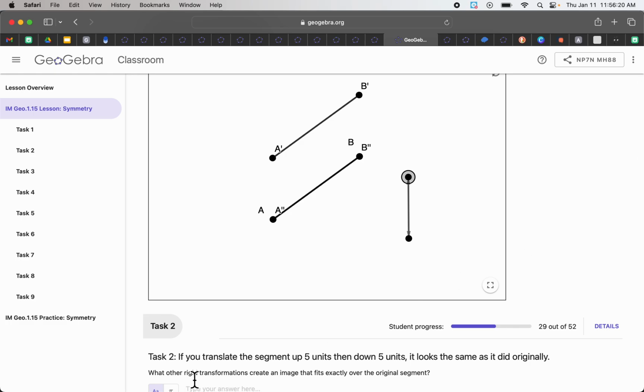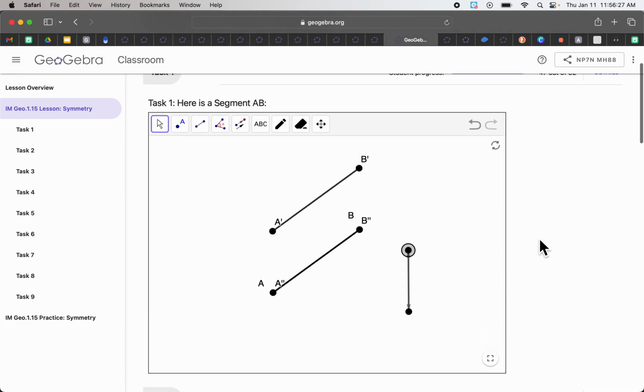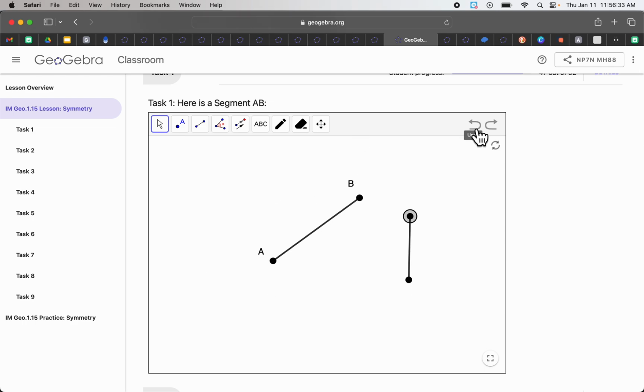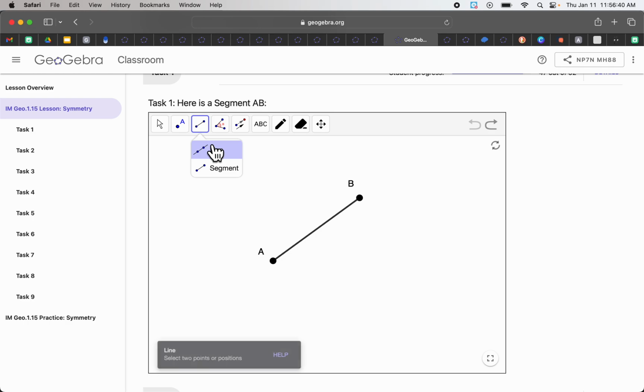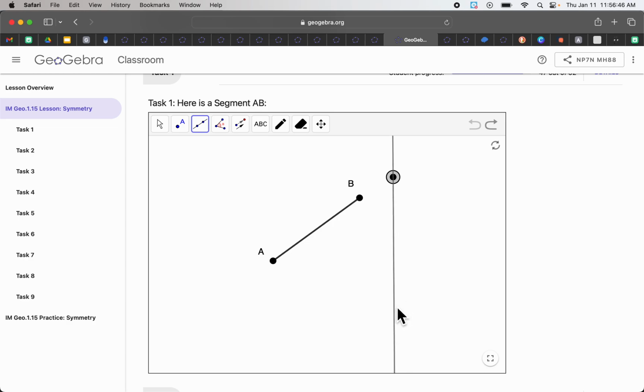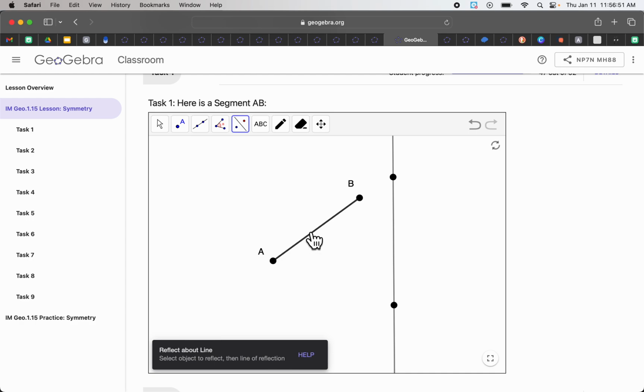What other rigid transformations can create an image that fits exactly over the original segment? Okay, well, we tried translation because that's what it told us to do. So let me get rid of that. How about reflection? In order to reflect something, we need a line to reflect it across. So I'm going to just pop a line on here. There we go. And we will reflect this across this line.